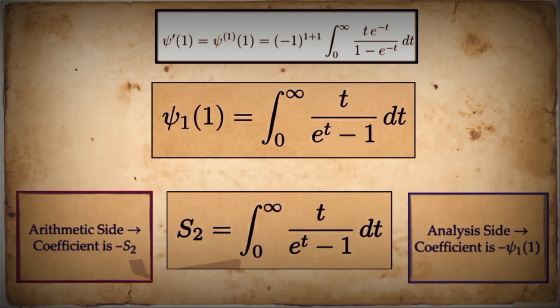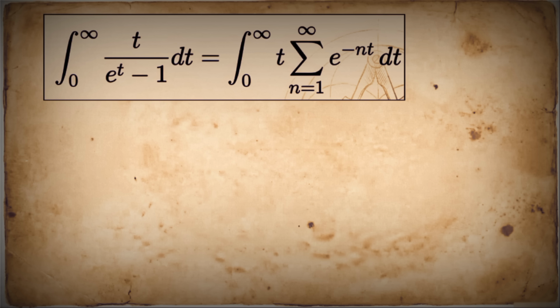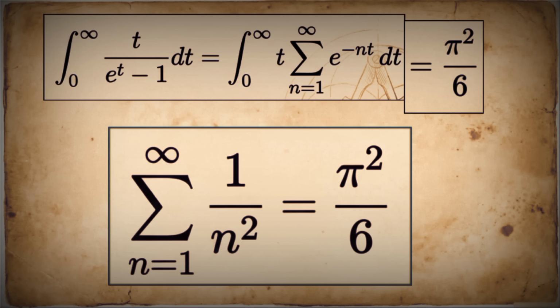To evaluate this integral explicitly, we expand 1 over e to the t minus 1 as a geometric series, e to the negative t plus e to the negative 2t, and so on. Integrating each term against t using the gamma integral identity, each term gives 1 over n squared times the gamma of 2, which is 1. Summing over all n recovers the zeta function at 2.